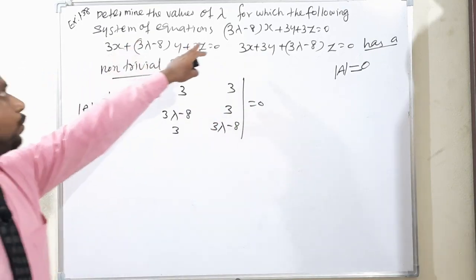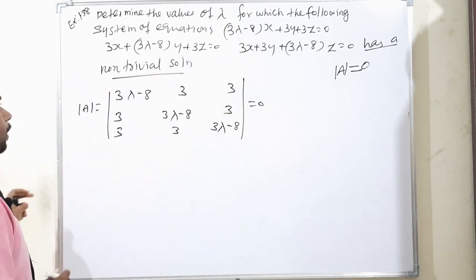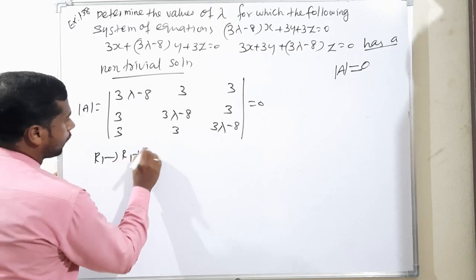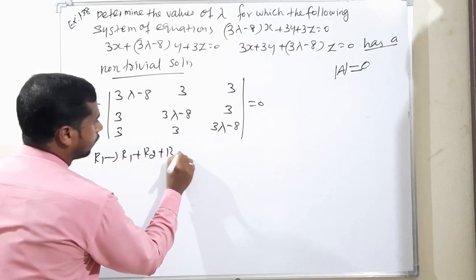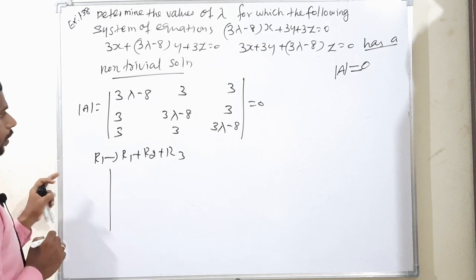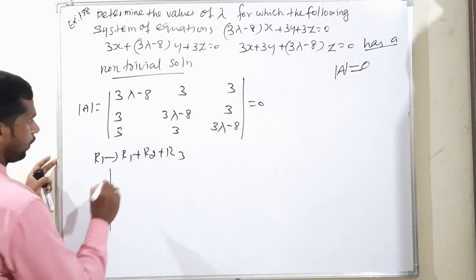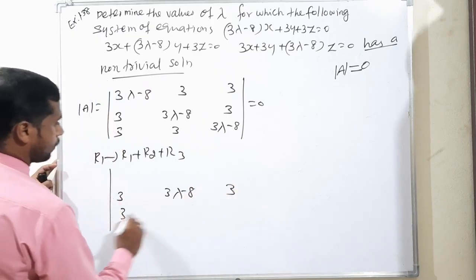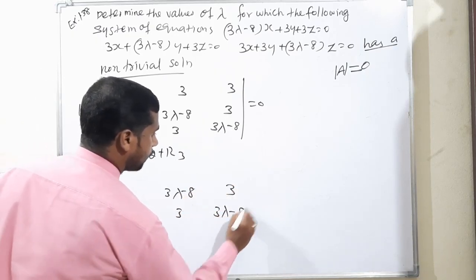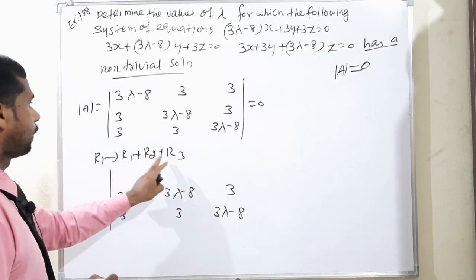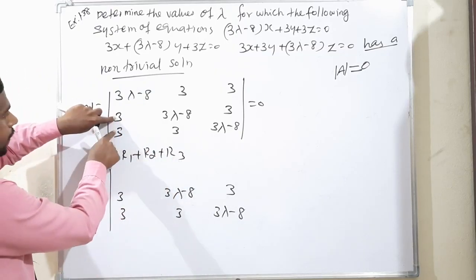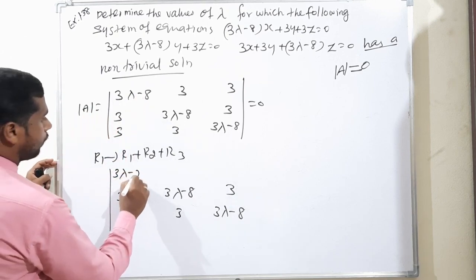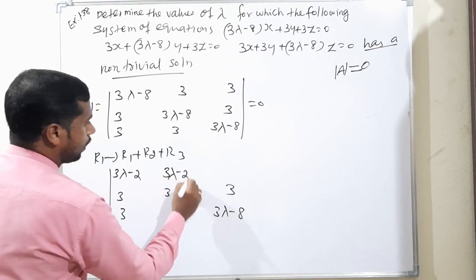What we need to find is lambda, isn't it? To determine lambda, first R1 becomes R1 plus R2 plus R3, and R2 and R3 stay as they are. What is R2? 3, 3 lambda minus 8, 3. For R1 plus R2 plus R3: 3 plus 3 is 6, 6 minus 8 is minus 2, so 3 lambda minus 2 each and every time. Here also 3 lambda minus 2.